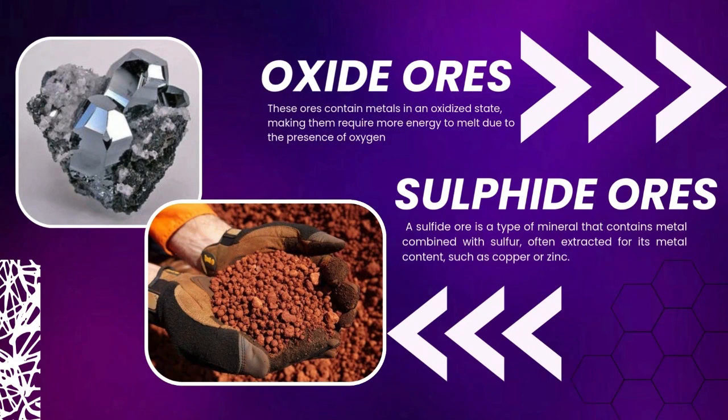Sulfide ore. A sulfide ore is a type of mineral that contains metal combined with sulfur, often extracted for its metal content such as copper or zinc. One example of this is galena, which is a lead sulfide.